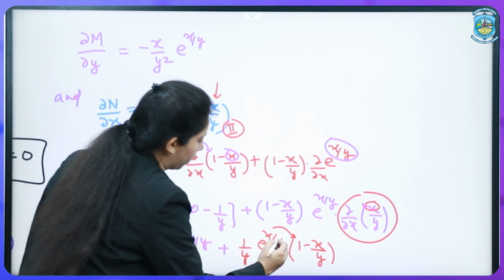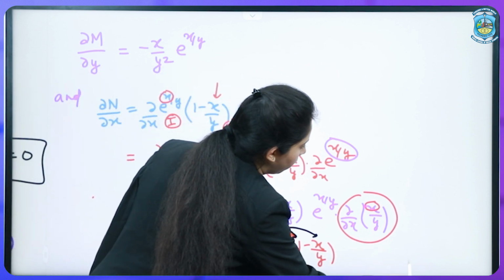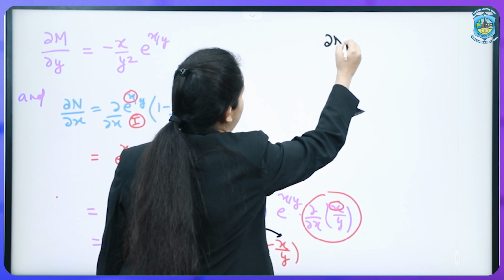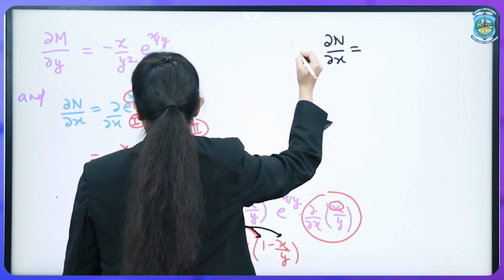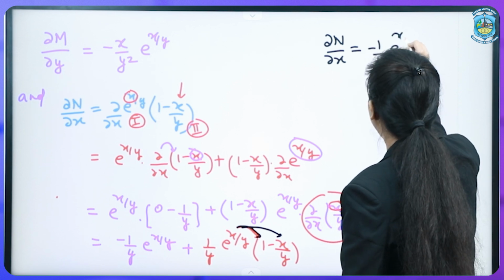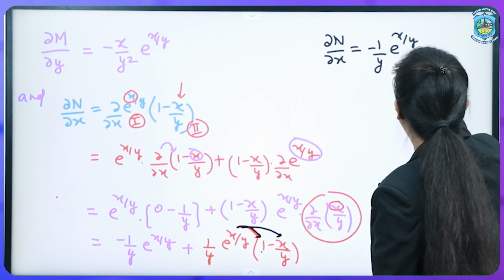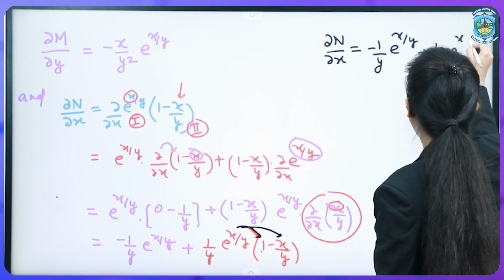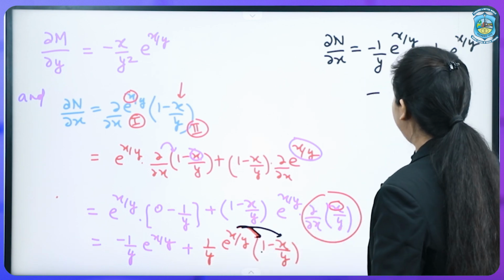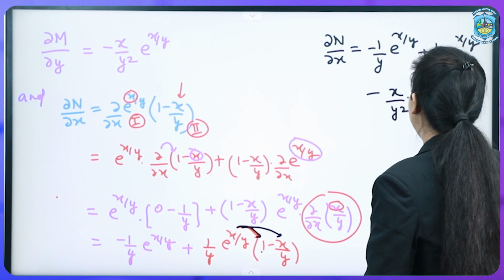We will open this bracket, multiply the terms and simplify. So we will get the final value of del n by del x. So del n by del x is equal to, the first term will remain as it is, minus 1 upon y e raised to the power x by y, plus here we will multiply it by 1. So we will get plus 1 upon y e raised to the power x by y, minus of this y and y will get multiplied and we will have x by y square multiplied by e raised to the power x by y.